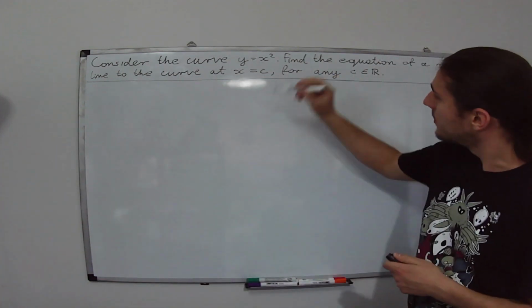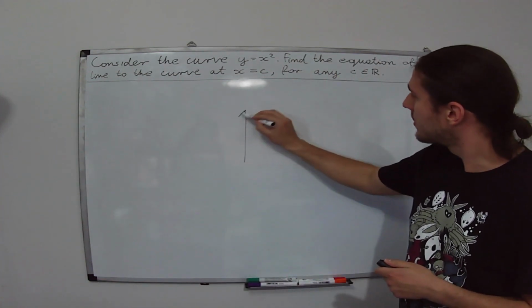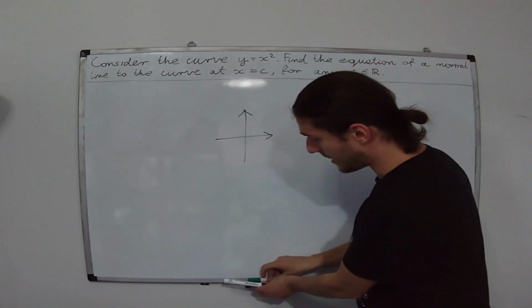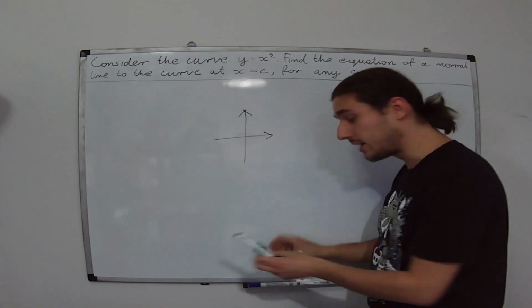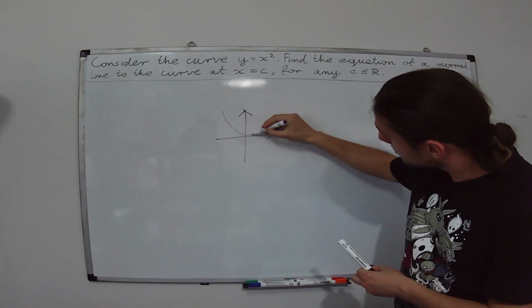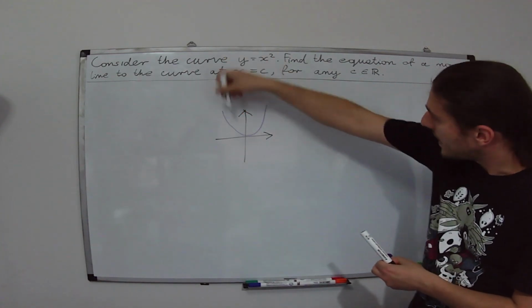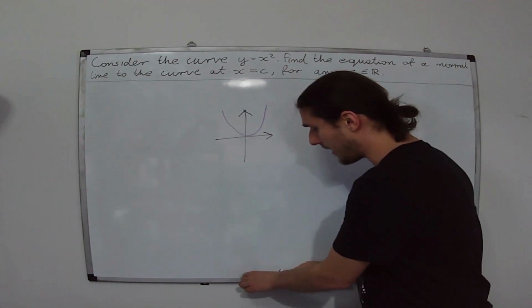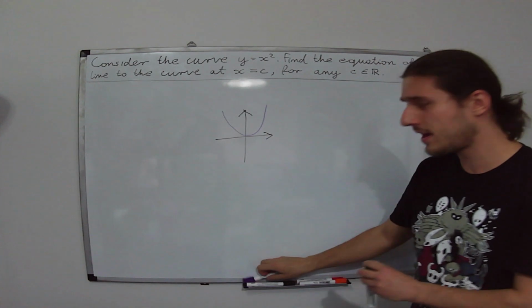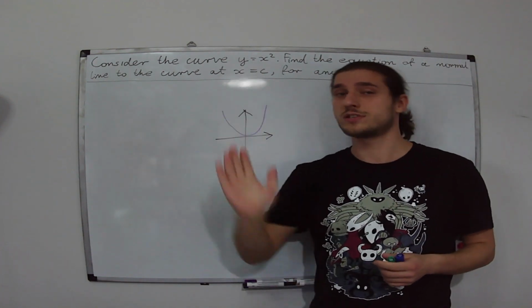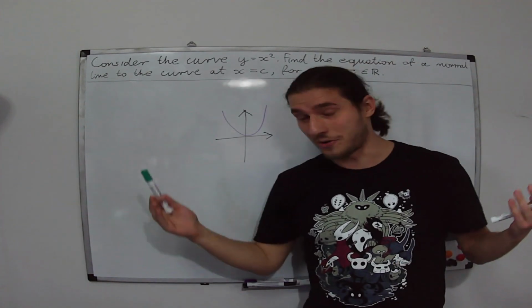So if you look at a graph of a curve, let's say a parabola, like we do have in our problem, it looks something like this. It's going to come down and bounce back up. A normal line is a line that is perpendicular to the tangent of that graph. Now, what is a tangent?